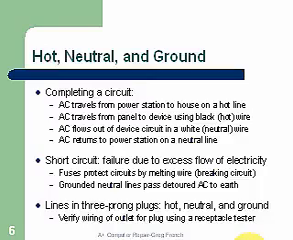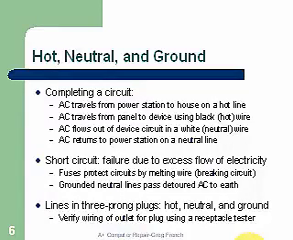Short circuit. A short circuit is a failure due to excessive flow of electricity. That's where we usually get a circuit breaker that blows. Fuses protect circuits by melting a wire. Inside a fuse, we have a little wire that melts as it heats up with too much current, and that breaks the circuit. Grounded neutral lines pass detoured AC to earth. So if we do have a problem, we can pass the voltage back to earth.